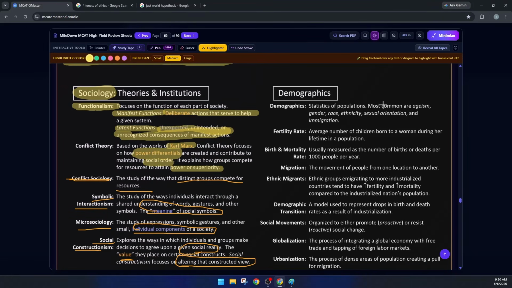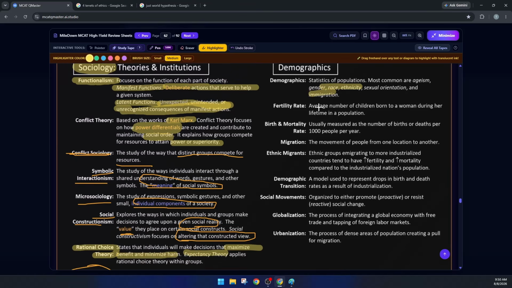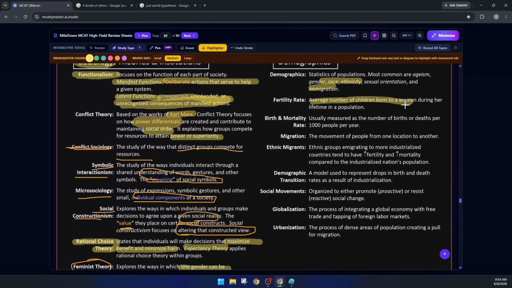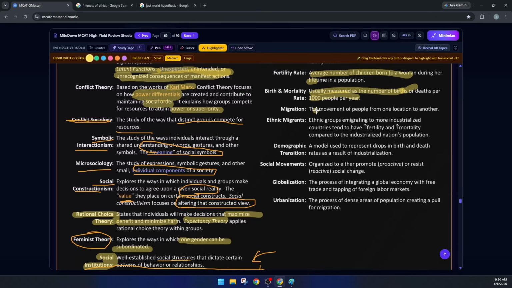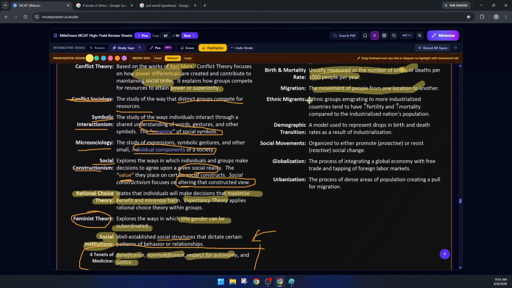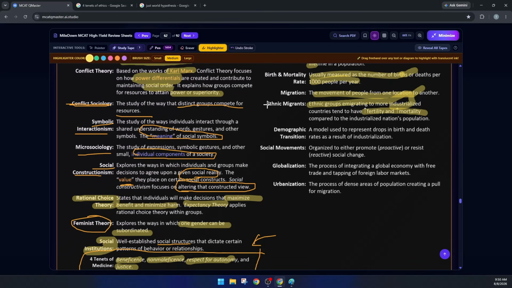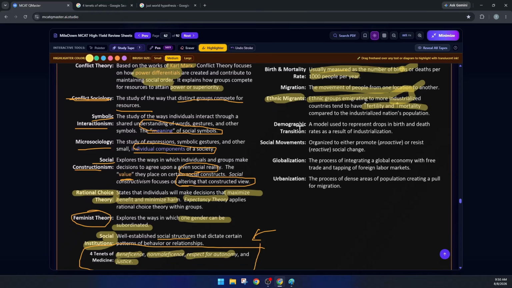Demographics is the statistics of populations. Most common are age, race, ethnicity, sexual orientation, immigration. Fertility rate is the average number of children born to a woman during her lifetime in the population. Birth and mortality rate is the number of births or deaths per 1,000 people per year. Migration is just a movement of people from one place to another. Ethnic groups emigrating to more industrialized countries tend to have higher fertility and higher mortality for ethnic migrants.